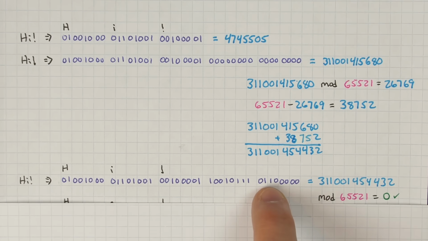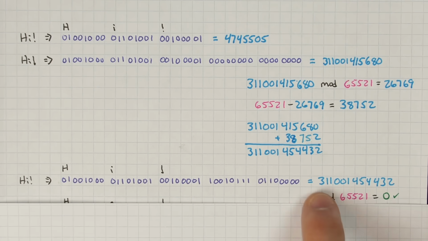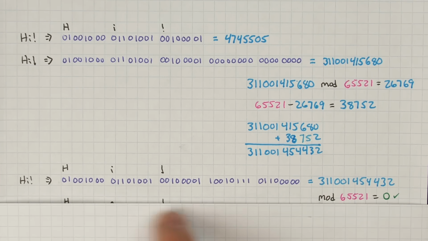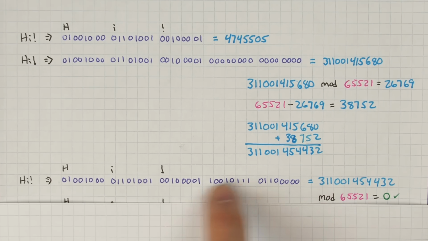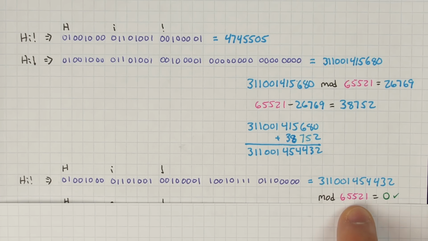Because if any of these bits changes, then it's very likely that the overall thing will no longer be divisible by 65521. And that's whether one of the bits in our message changes or one of the bits in our little check sequence over here changes. If any of those bits changes, then there's a pretty good chance that it'll no longer be divisible by 65521. And so if we receive a message that's not divisible by 65521, then we can conclude that something might have been corrupted.